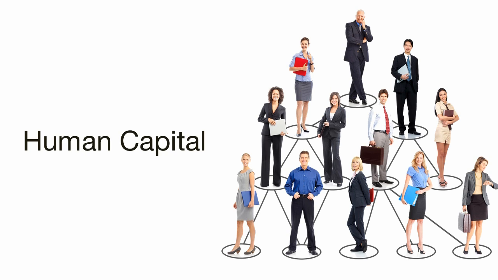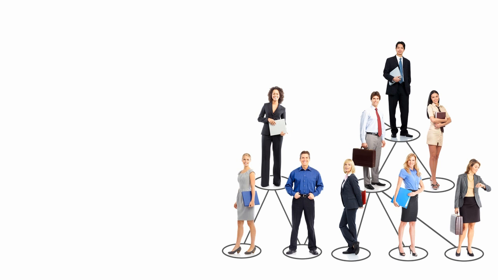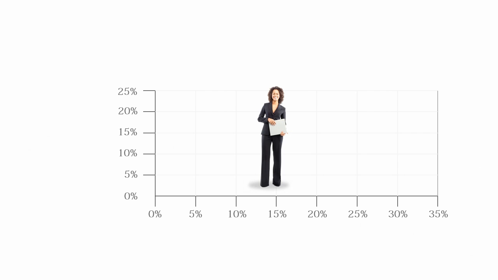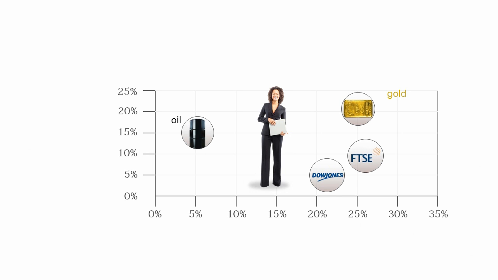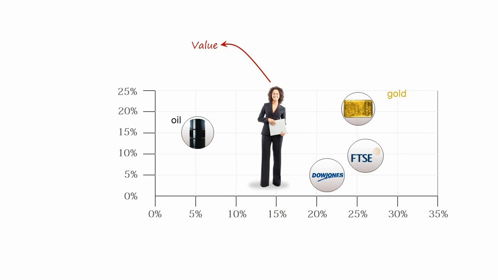There's another component, and that is how that individual interacts with members of his or her team and other parts of the organization. That's called social capital. A way of thinking about this is to look at the human being as a human asset, like an equity in the stock market, for example. And an equity is measured based on its internal value.